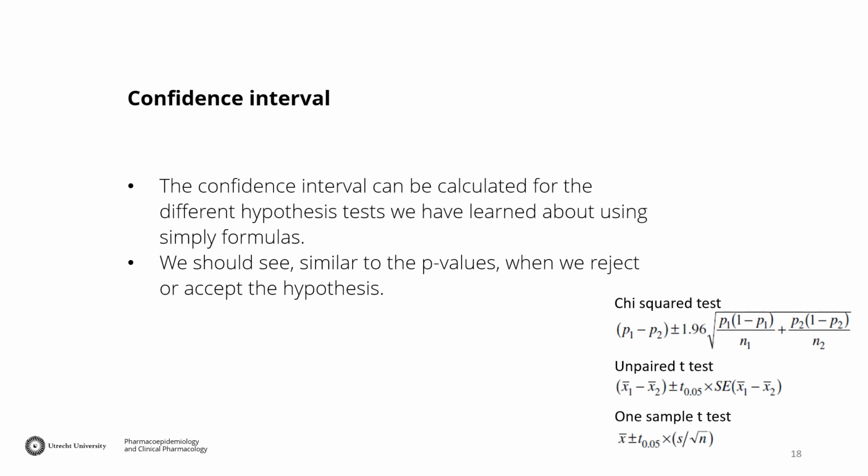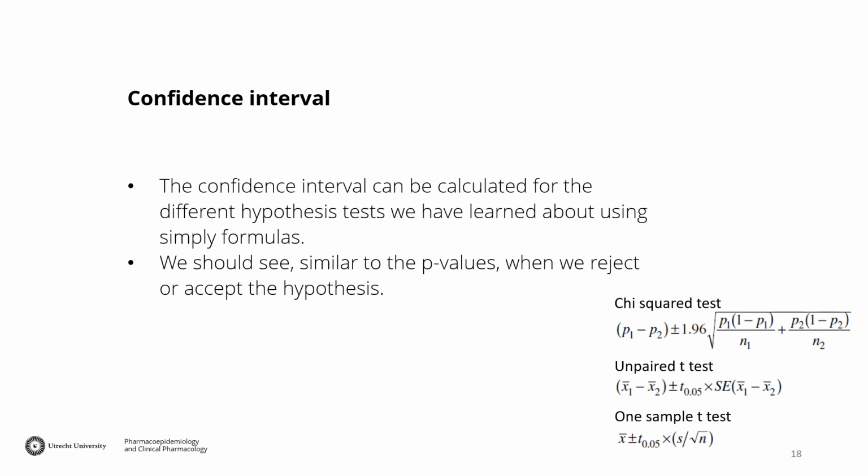And to calculate confidence intervals for the different hypothesis tests that we have learned about, we also have some simple formulas. For the chi-square test, we compare proportions. So here we use the proportions to calculate the confidence intervals, plus and minus. So that's plus and minus the mean usually. 1.96 is then the value for the 5%.